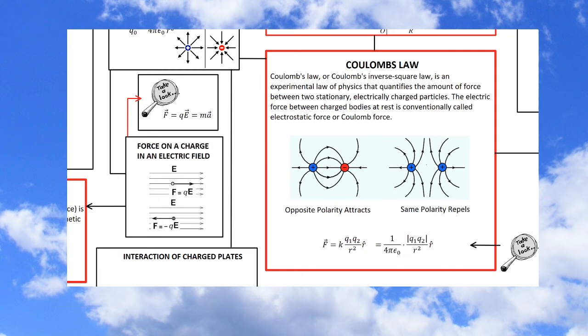Now, this also works if I have just a uniform E field that's traveling in one direction. If I had a uniform field traveling in this direction, and I put my charged particle in it, and it was a positive, then it's going to want to move in this direction.